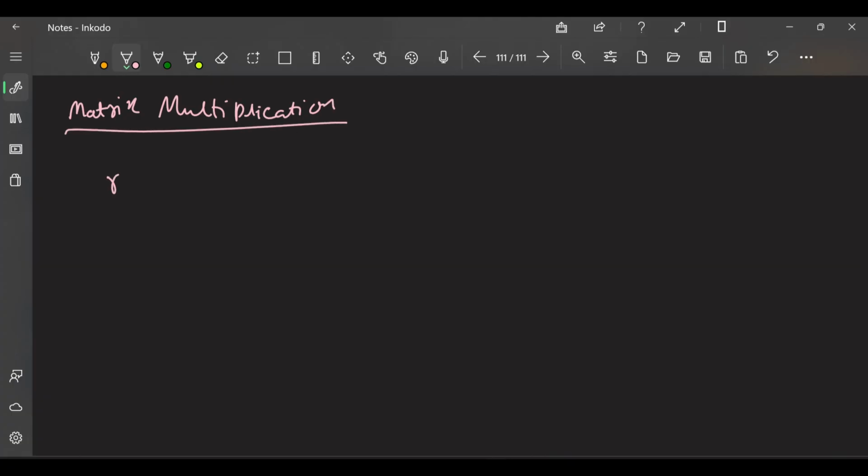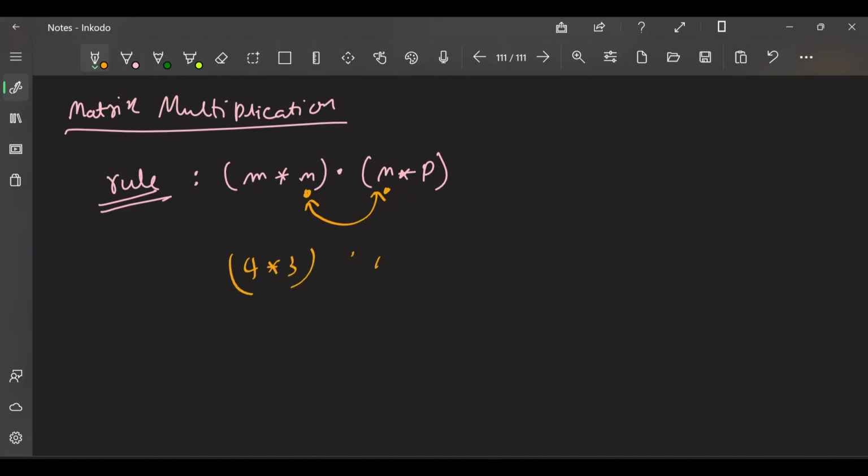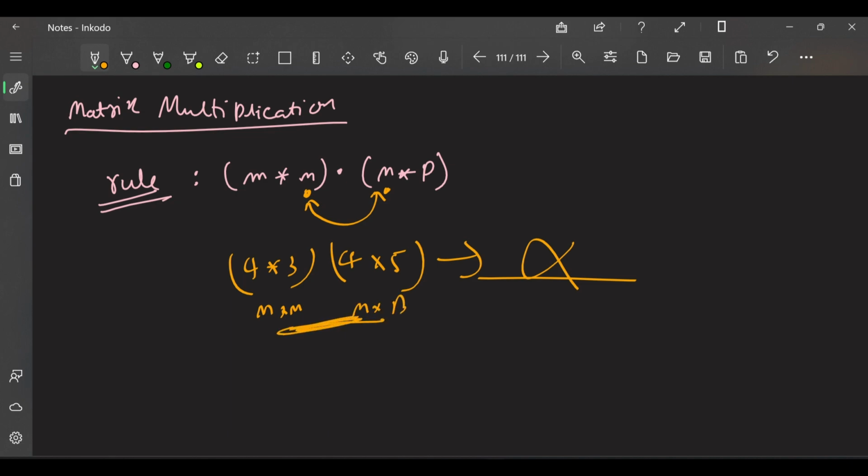Okay, so the rule is like, suppose one matrix is given, m cross n, and another matrix is given, n cross p. Always remember one thing: this one and this one must be the same. If they are different, suppose 4 cross 3 and 4 cross 5, you can't multiply them. This can't happen. So always, if an M cross N matrix is given, the second one should be N cross P. These two elements should be the same, otherwise the multiplication cannot be done.